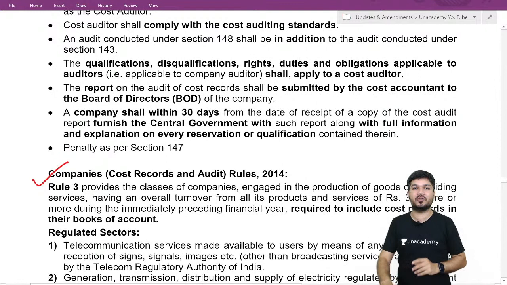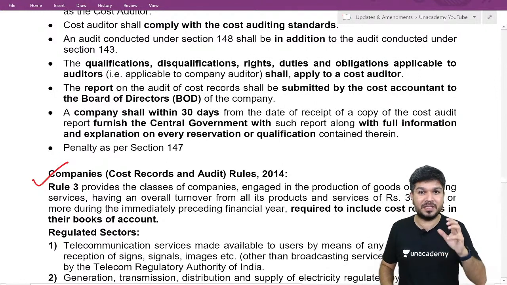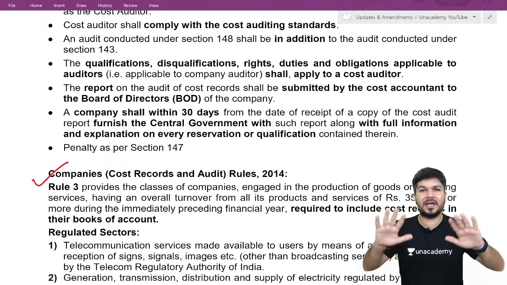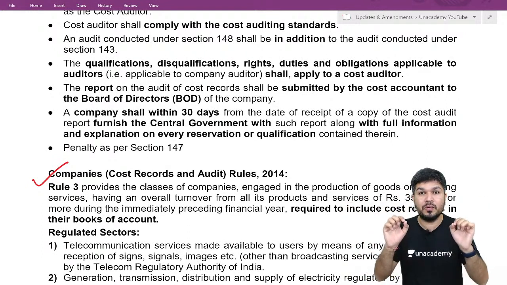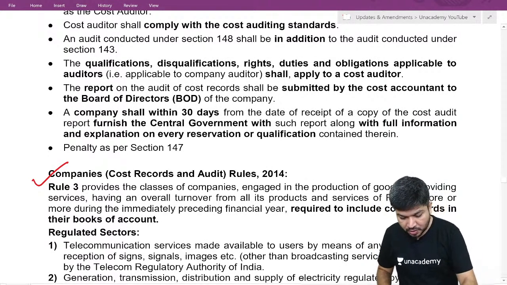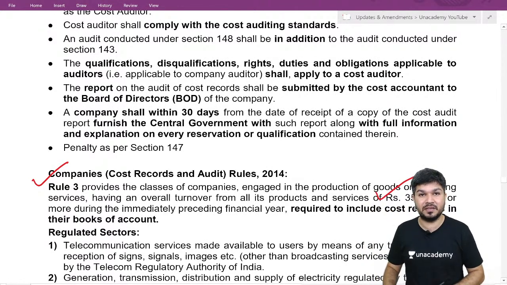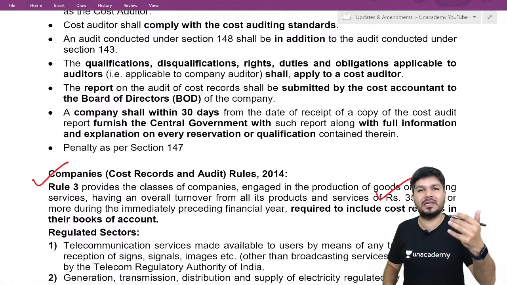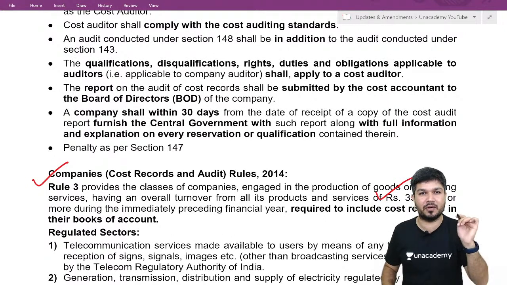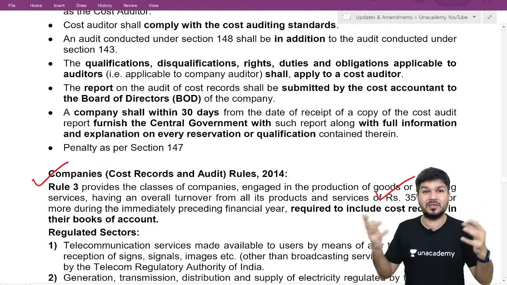Who has to maintain costing records? If you are engaged in production of such goods or providing such services which are prescribed by the central government and your overall turnover is 35 crores or more. So one, your turnover has to be 35 crores or more, and you are engaged in production of such goods or providing such services prescribed by CG, then you have to maintain costing records. Now, sir, which are such goods, such services?